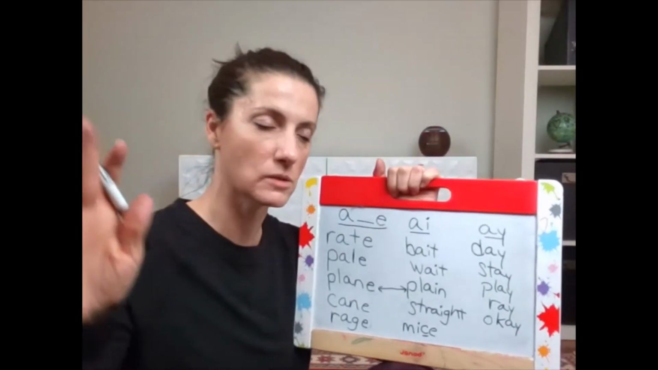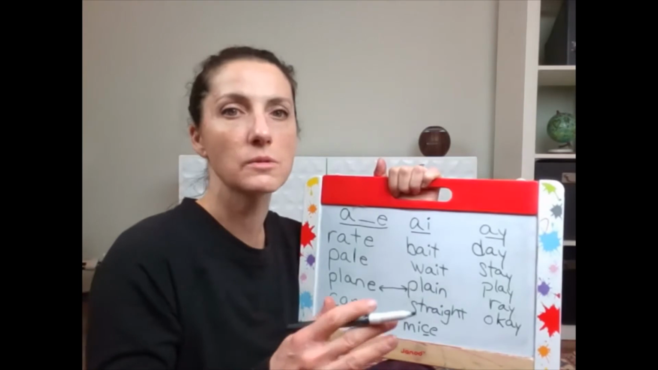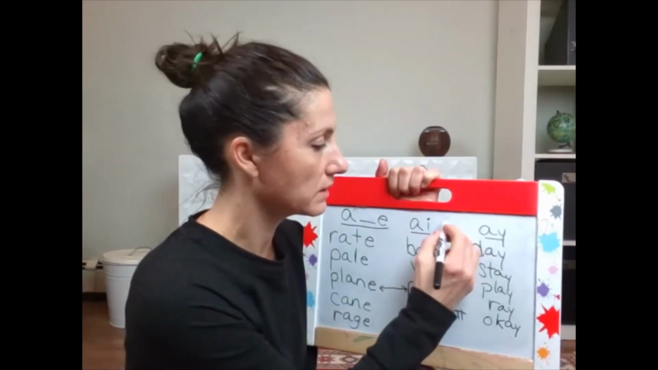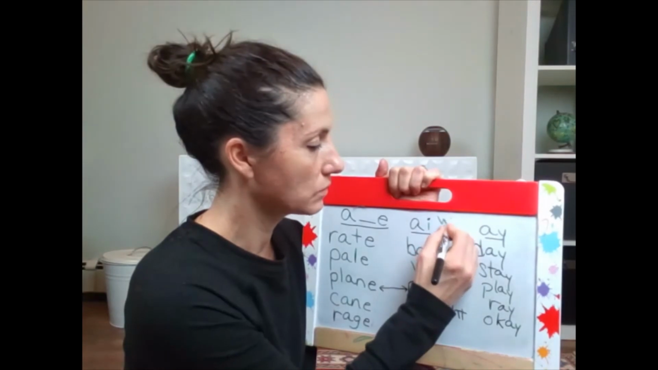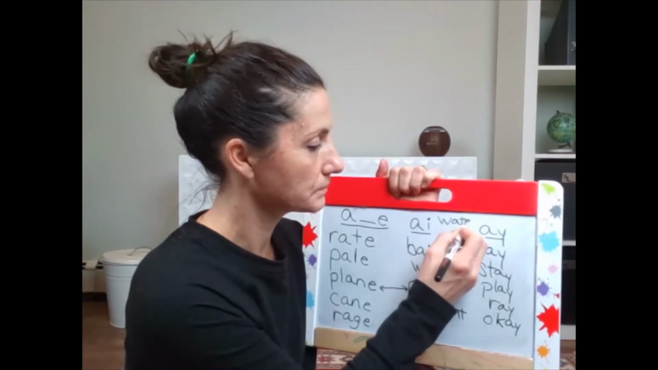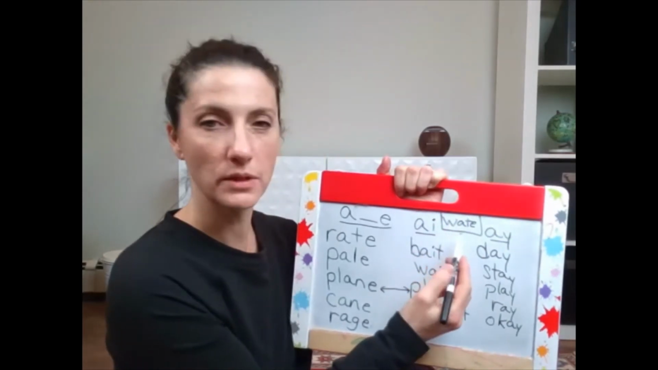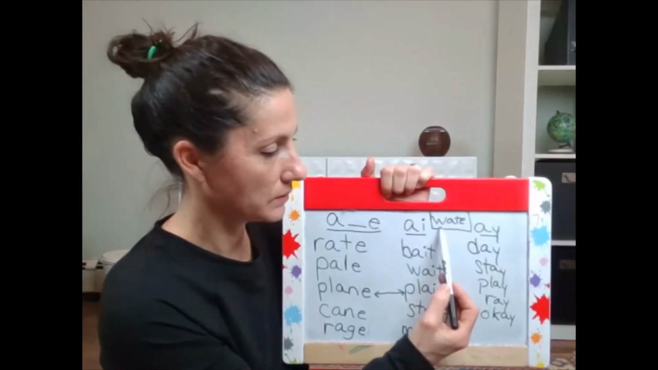How do you spell this? How do you spell that? So if you said, how do you spell wait? And I said, you figure it out. You try it. Let's see what happens. And you wrote this, right? W, can you see this?